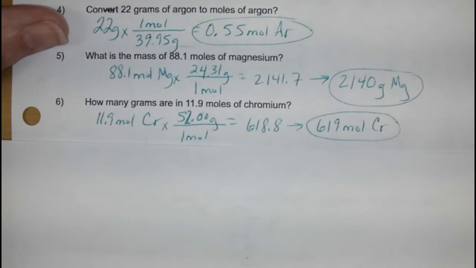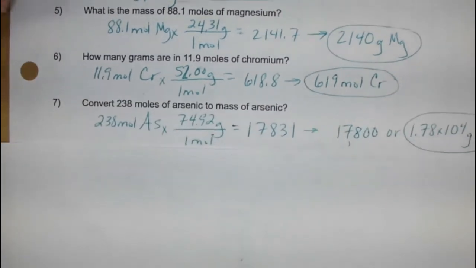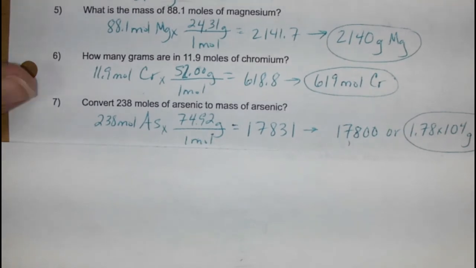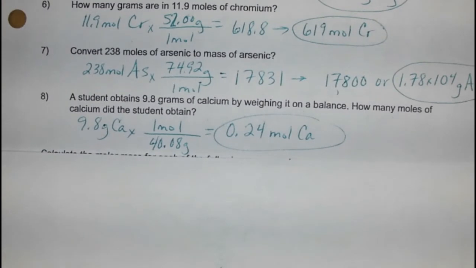Number 6, you should get 619 moles of chromium. Number 7, you should get either, you could write it 17,800 or 1.78 times 10 to the 4th grams of arsenic. And number 8, you should get 0.24 moles of calcium.